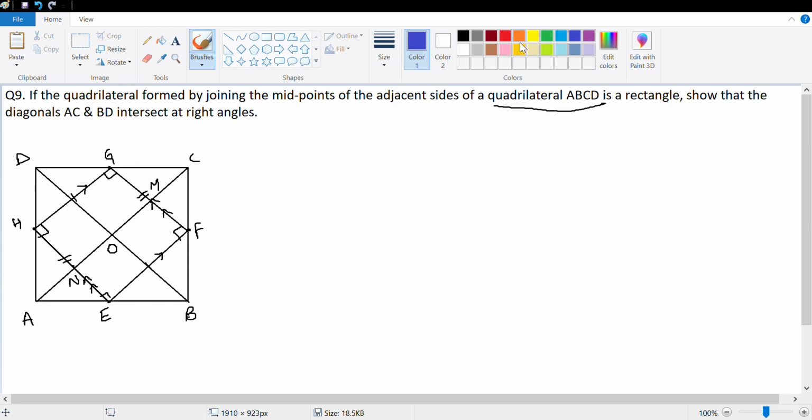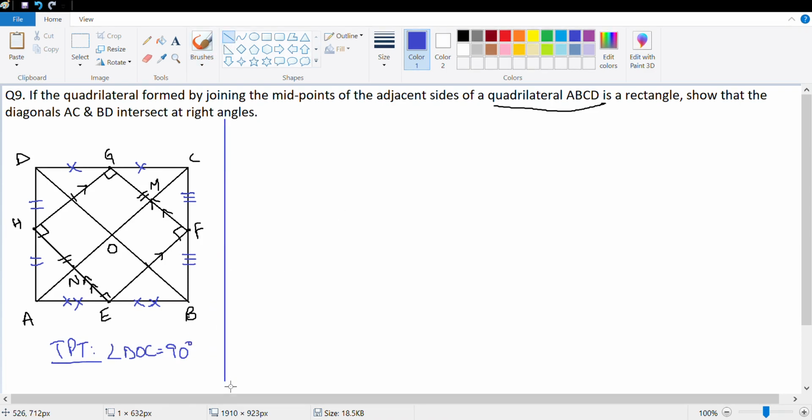So let's see if we can get something. But let's also mark that this side and this side are equal, right? This side and this side are equal because these are midpoints, and BE and AE are equal. So we need to prove that angle DOC is equal to 90°. This is what we have to prove.